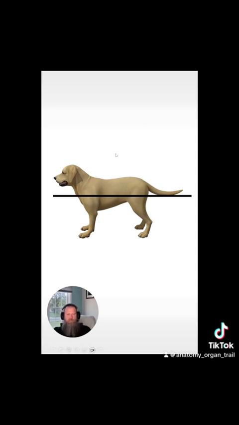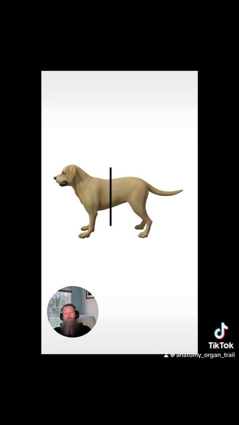Here we have a section that's going to divide the dog into a dorsal and ventral section. This would be similar to the coronal section in a human, but we call this a dorsal plane, or a dorsal section, which divides into a dorsal and ventral section.